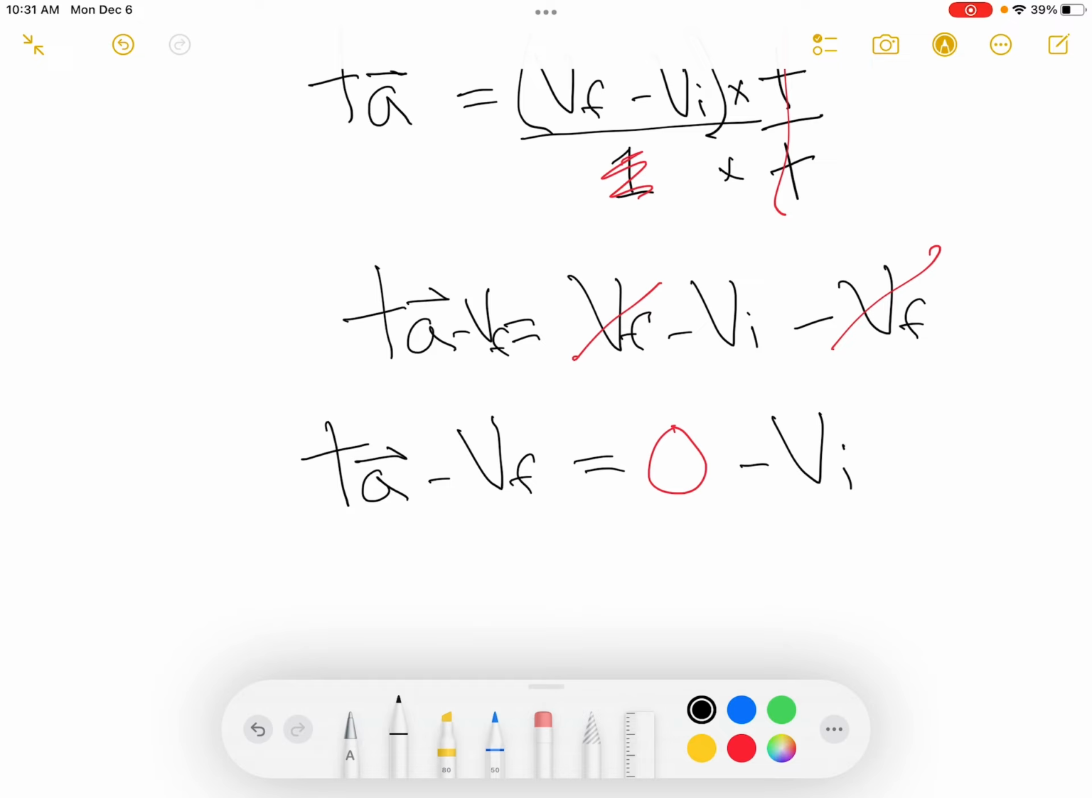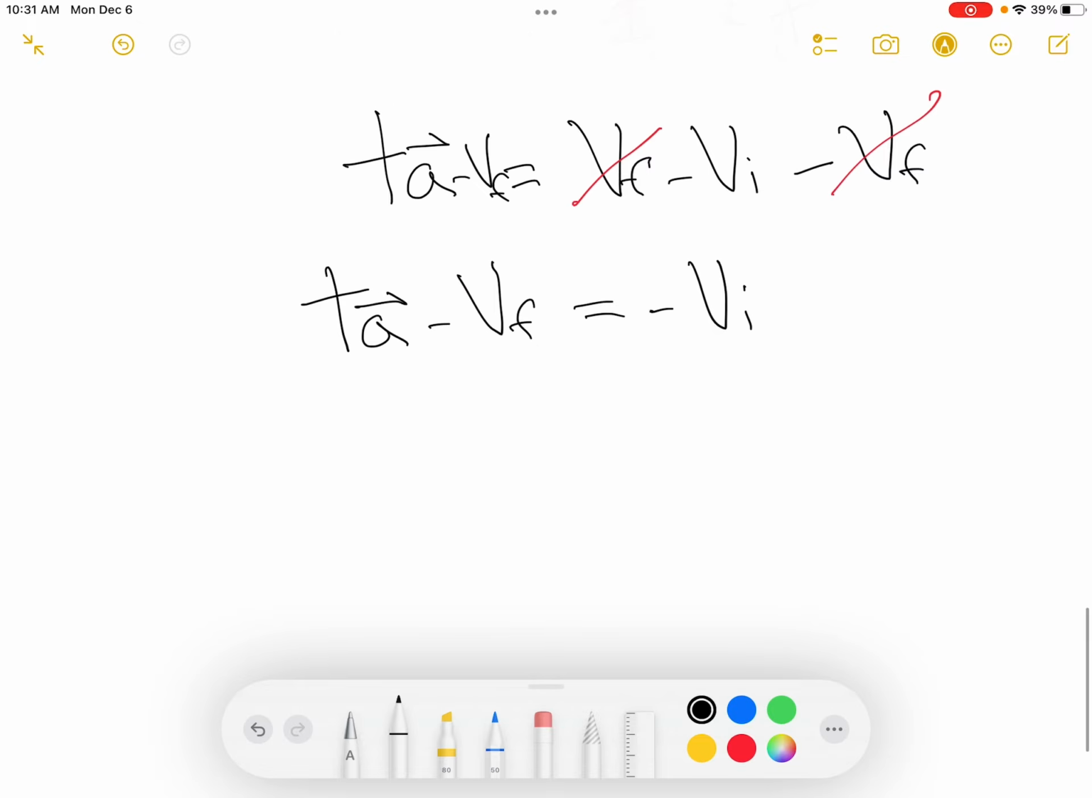Well, we don't need to write that 0. It doesn't have to be there. So let's just rewrite it as negative Vi. So this definitely gets us in the right direction. We do have the Vi on its own, except that it's negative, so we'll have to deal with that. But we were able to get rid of that final velocity.